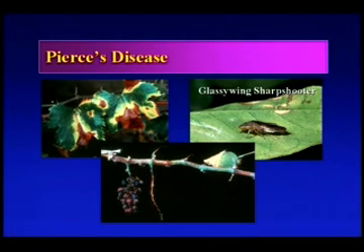This happens to be the new one, the glassy wing sharpshooter, that you're reading all about in the newspaper and you can hear about on the news. Glassy wing sharpshooter is a relatively new pest to California. It's been here for 10 or 11 years now. It was first found down around Ventura, again in the southern part of the state.